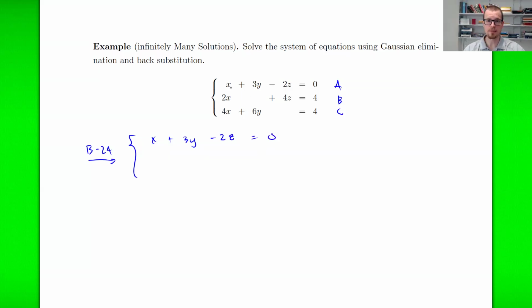This minus 2 of those eliminates the x's. This minus 2 of those gives us negative 6y. This minus 2 of those gives us a positive 8z. And this minus 2 of those is 4. Equation c stays the same as 4x plus 6y is equal to 4. Again, label as A, B, C.